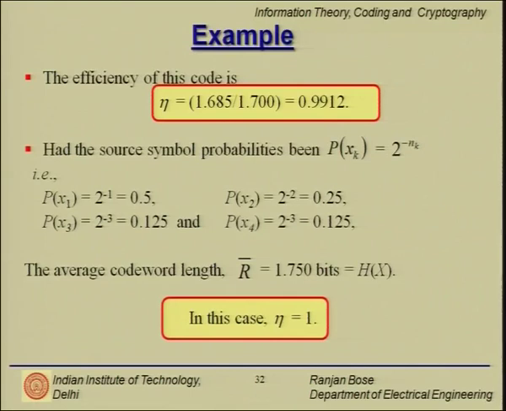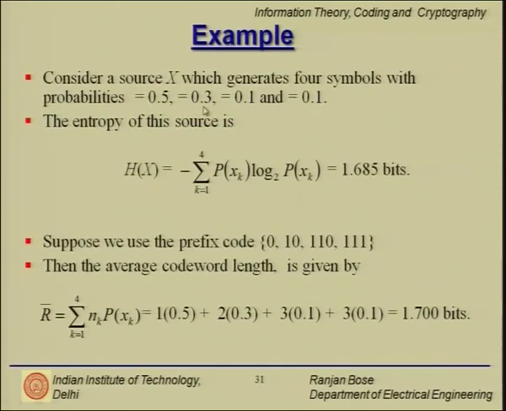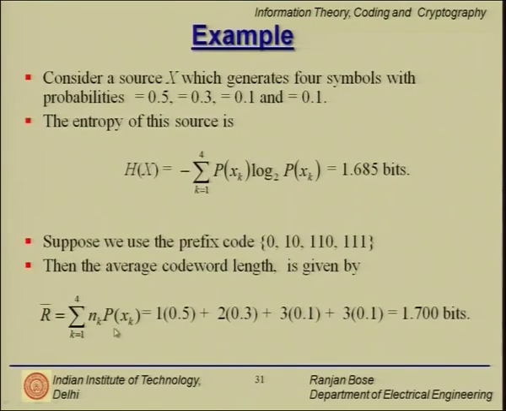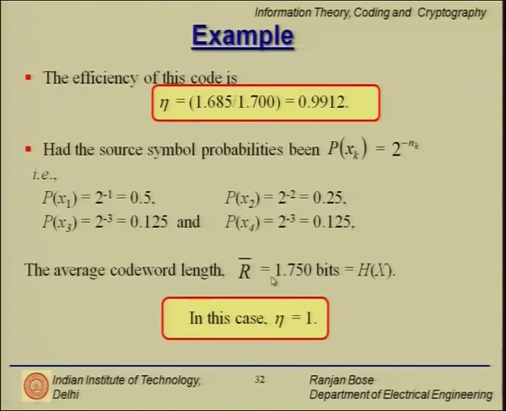Now, suppose my symbols were different. Suppose instead of 0.5, 0.3, 0.1 and 0.1, I tweak them and it becomes 0.5, 0.25, 0.125 and 0.125. You add them, they add up to 1, and this time I plug the values into my R bar. What is R bar? Summation over k of nk p(xk). I get the value 1.750.